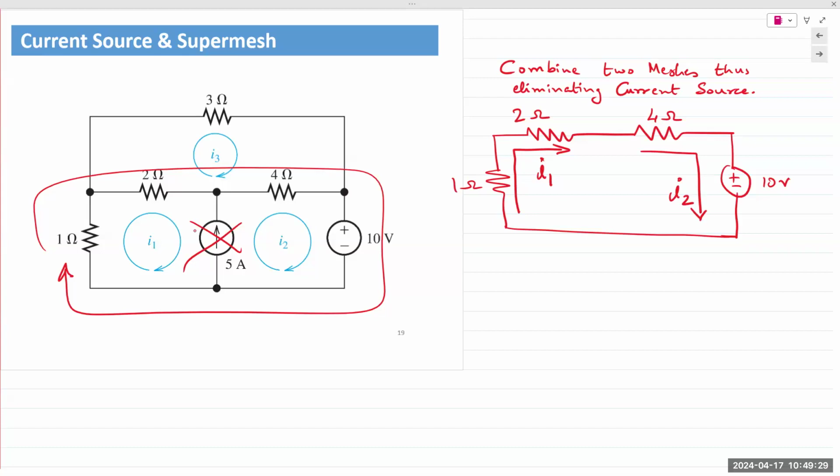So the question is, why do we do a super mesh? The answer is, as you stated, that we cannot describe a voltage drop across that current source. We can assume a variable. We can say, if it's a 5 amp current source, let's say the voltage across the current source is Vx. But then Vx is one more unknown variable in our equation, and we have no way of solving for that unknown variable.